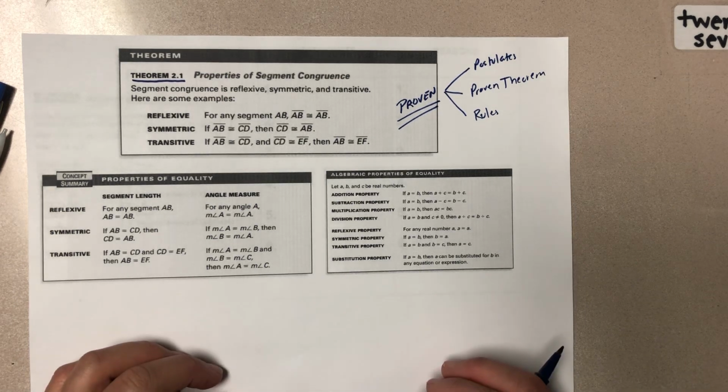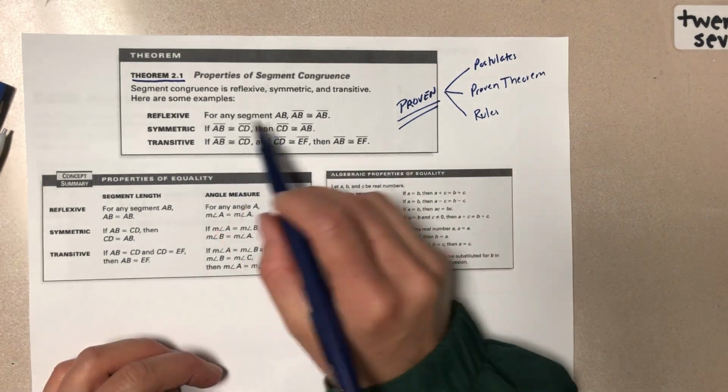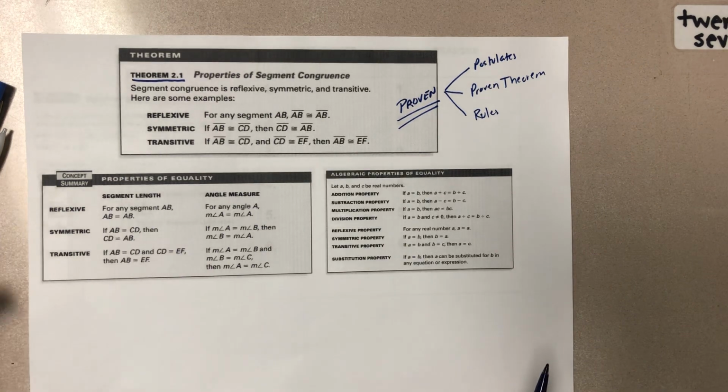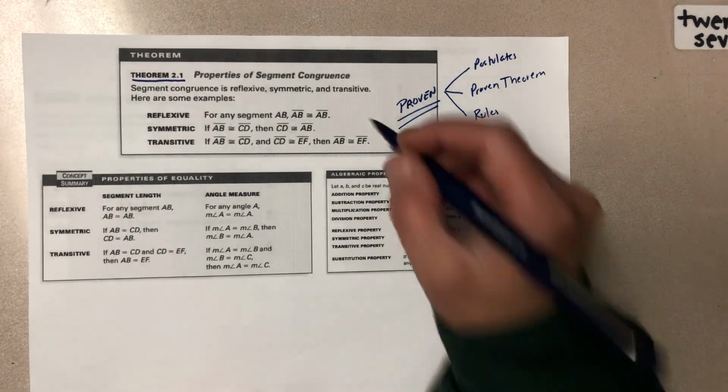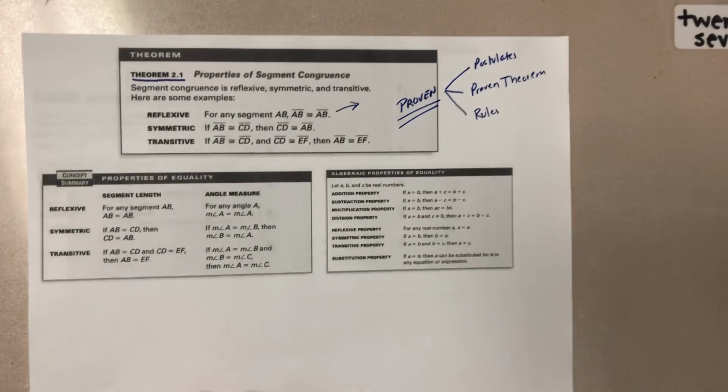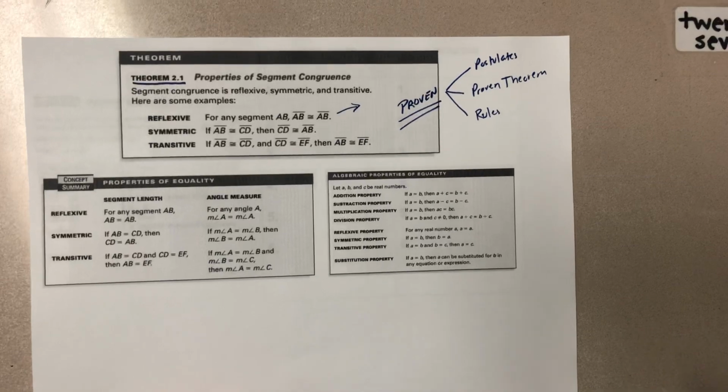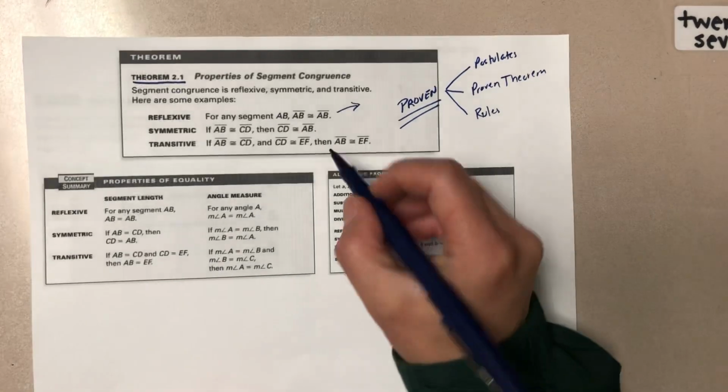Properties of segment congruence, and we talked about that. For any segment, the line segment AB is congruent to the line segment AB. That's our reflexive property. It's like looking in a mirror. So when you look in the mirror, what looks back? You do. So when AB looks in the mirror, it mirrors itself, so we get AB on the other side.